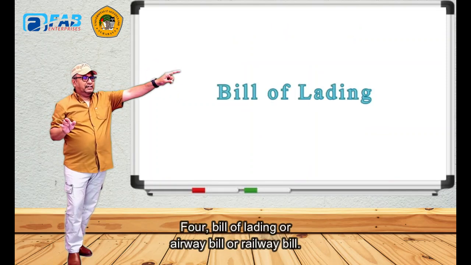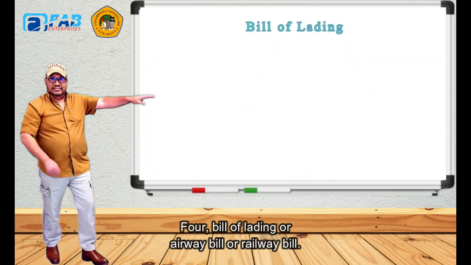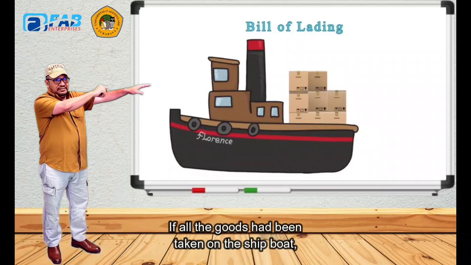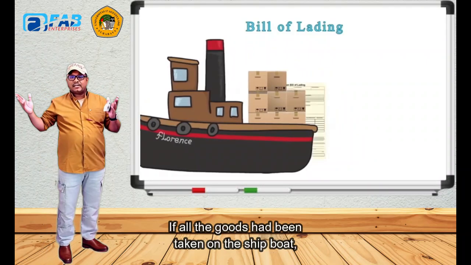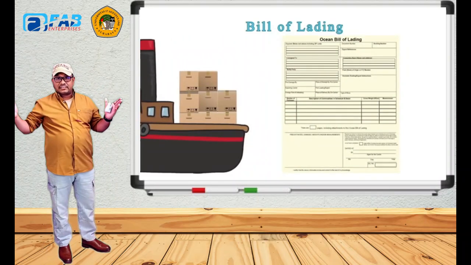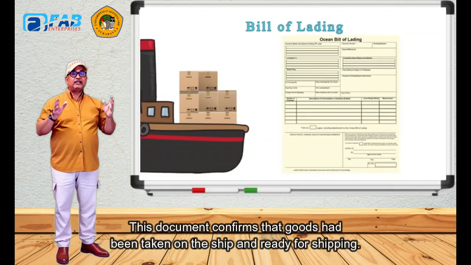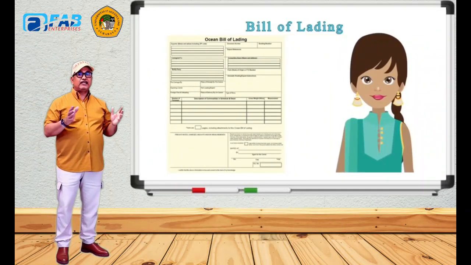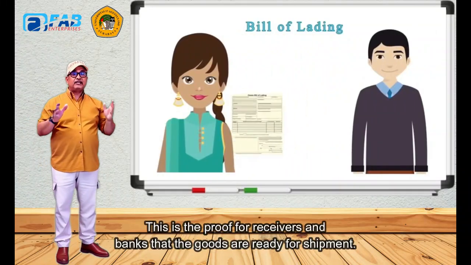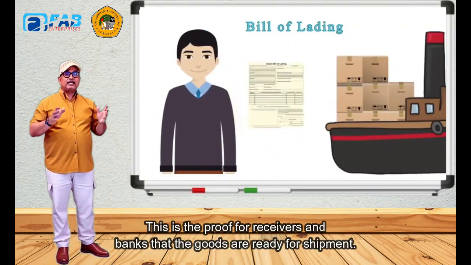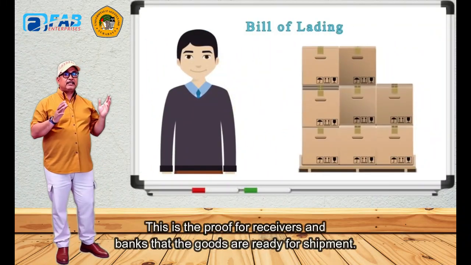4. Bill of lading, or airway bill, or railway bill. When all the goods have been taken on the ship, the shipping company provides the bill of lading. This document confirms that goods have been taken on the ship and are ready for shipping. This is the proof for receivers and banks that the goods are ready for shipment.